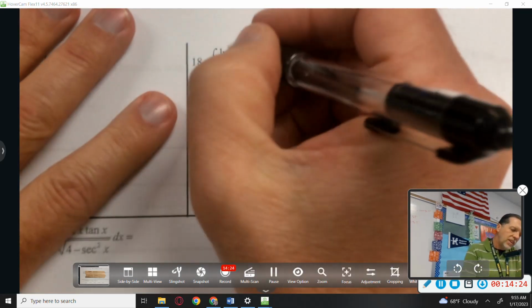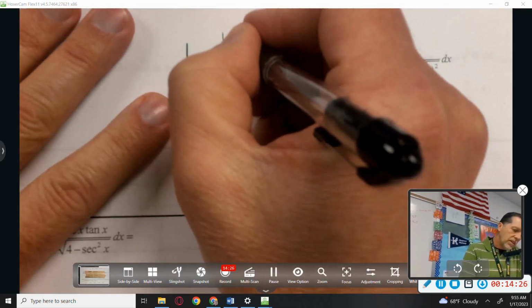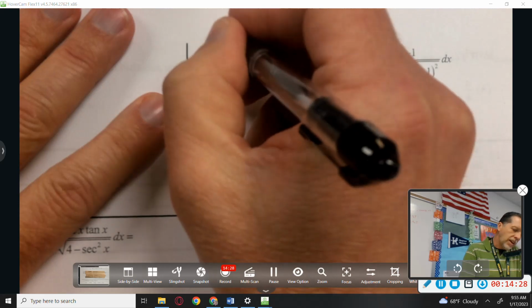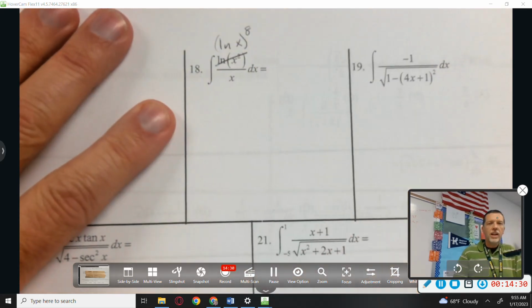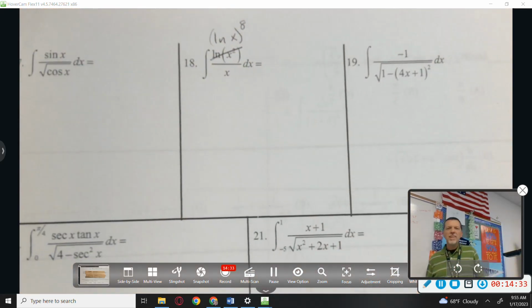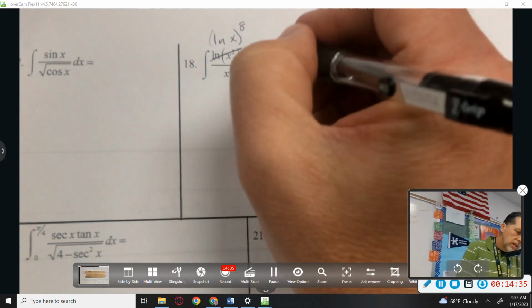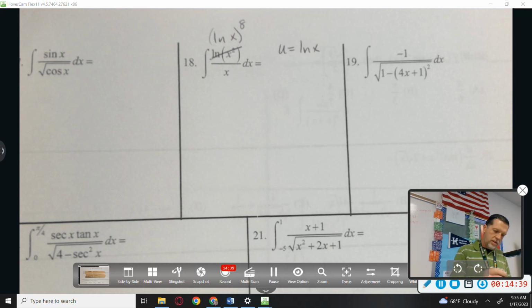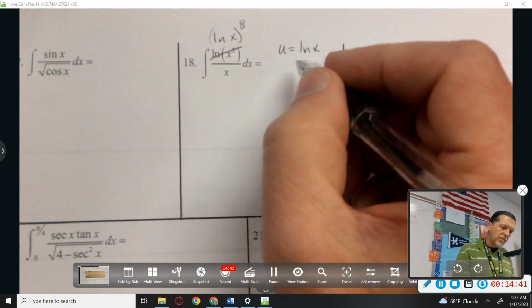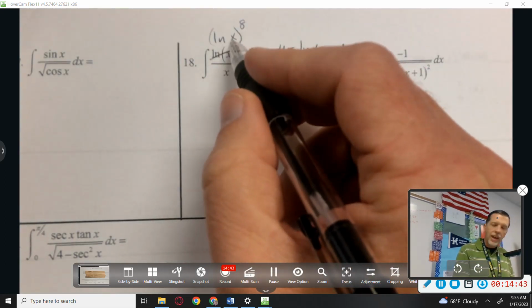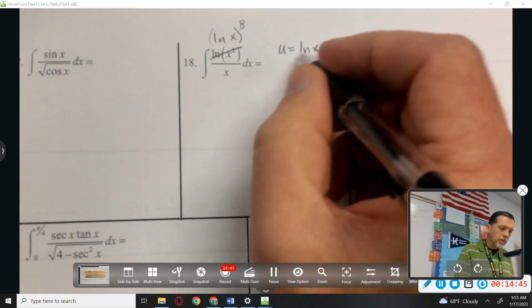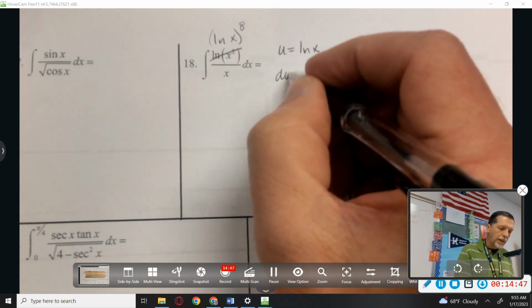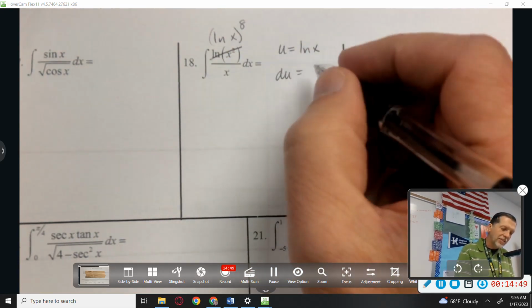Let's change 18 to be natural log of x all to the 8th. Makes it easier. So let's let u be natural log of x. We almost always do that if there's a natural log in there, because I don't know what the antiderivative of natural log is. So this might mean I don't have to find the antiderivative of natural log.